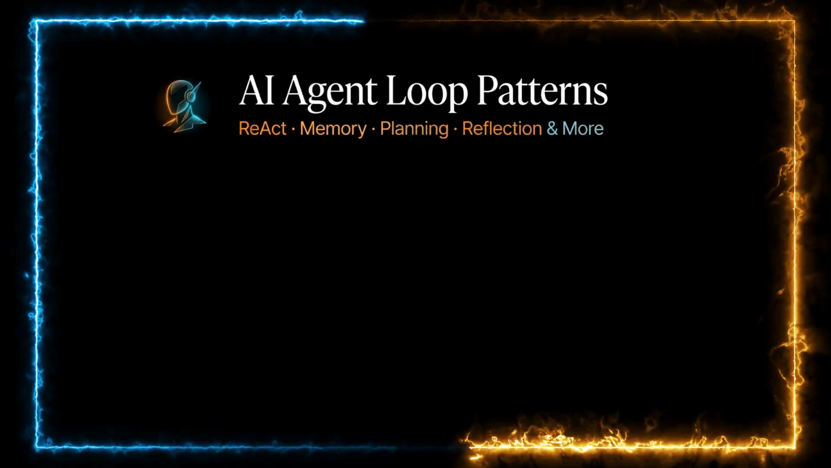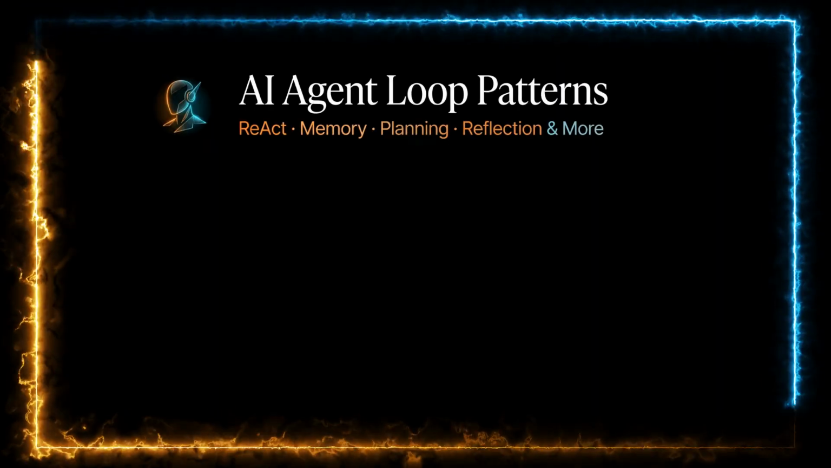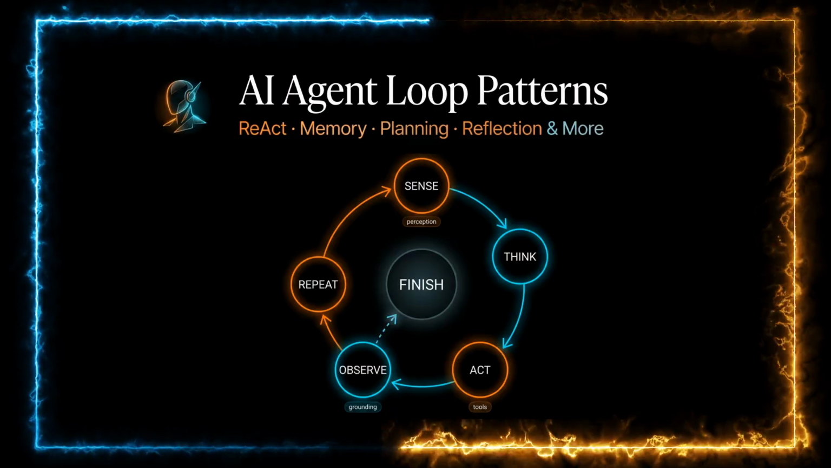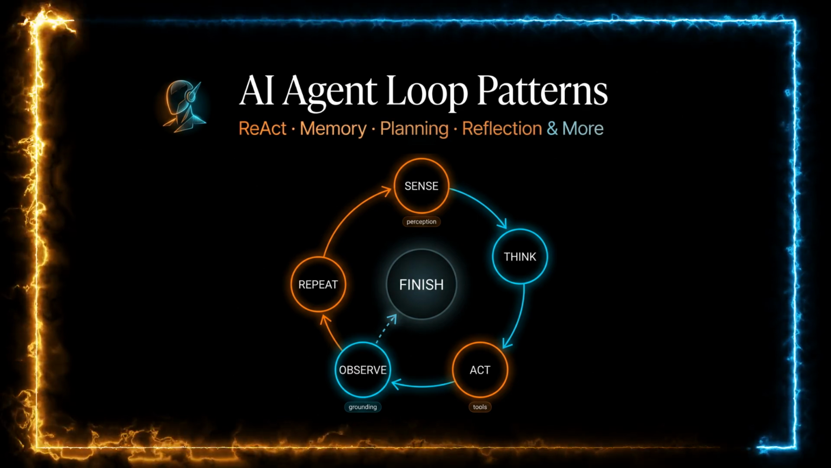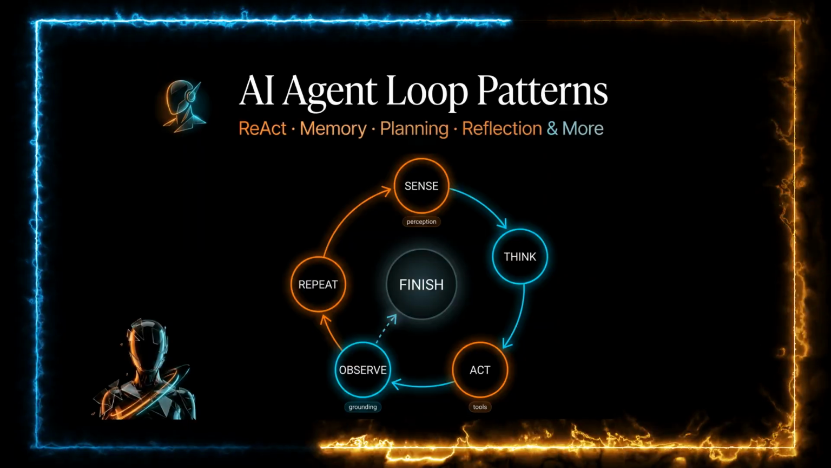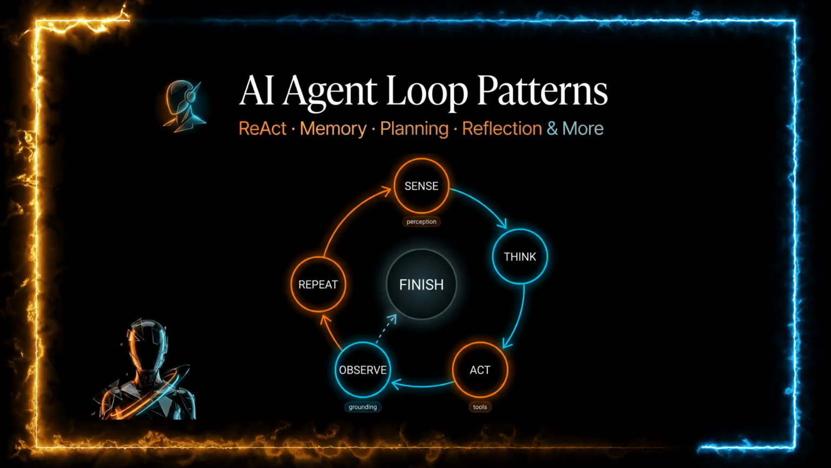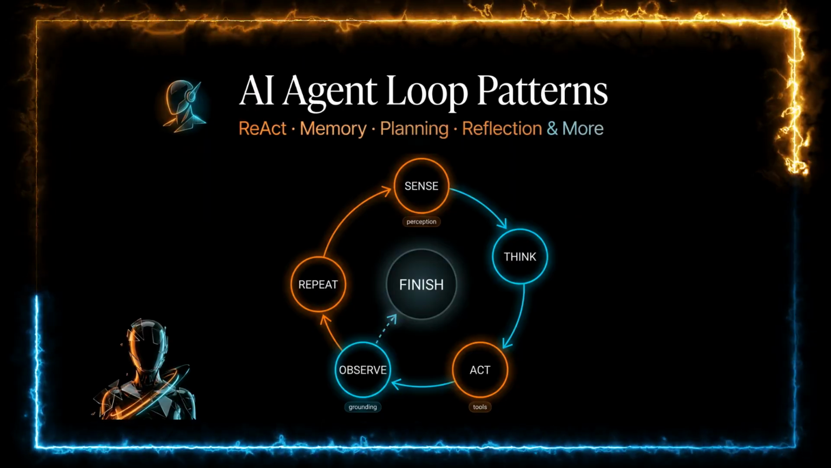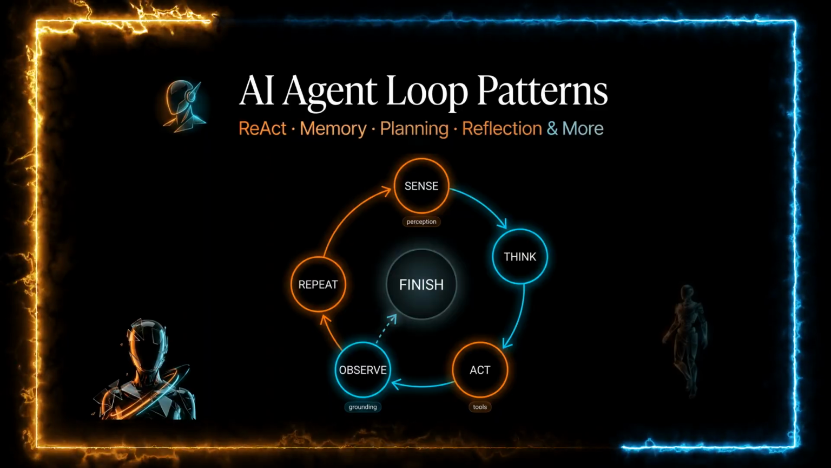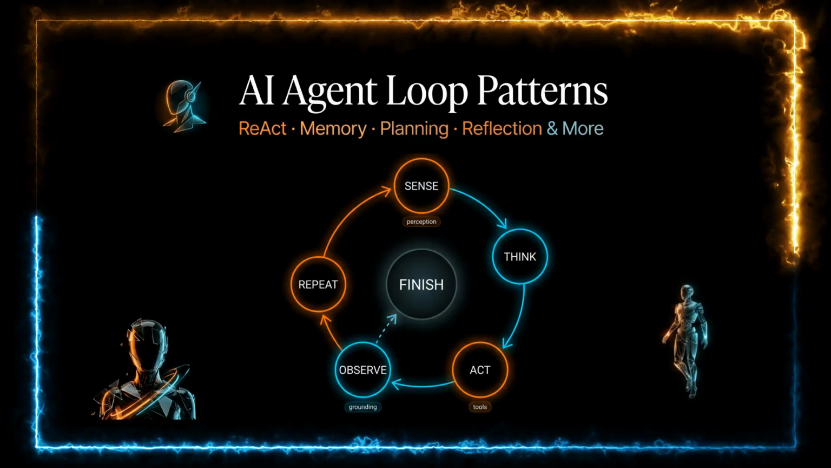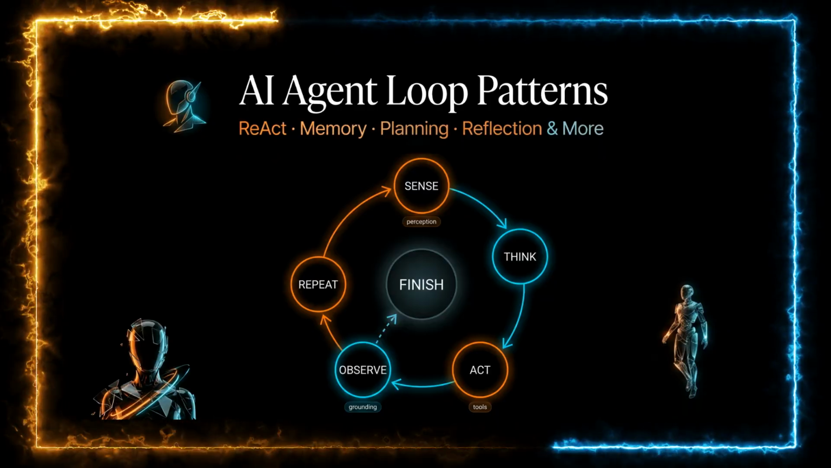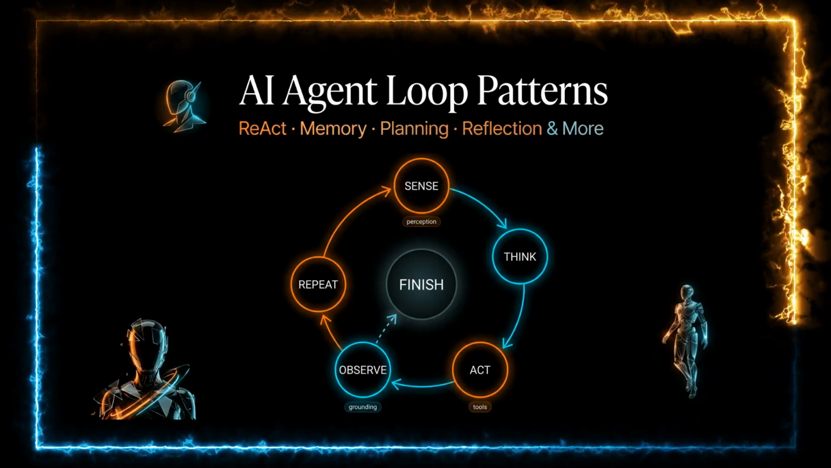Most modern LLM agents follow some version of the same cycle: sense, think, act, observe, repeat, finish. The model reasons about what to do next, calls a tool or produces an action, observes the result, and then decides whether to continue or stop. This is the foundation behind many agent systems: coding agents, research agents, RAG agents, customer support agents, automation agents, and multi-tool AI workflows. In this video, we'll go through the most common ReAct-style loop patterns and when each one makes sense.